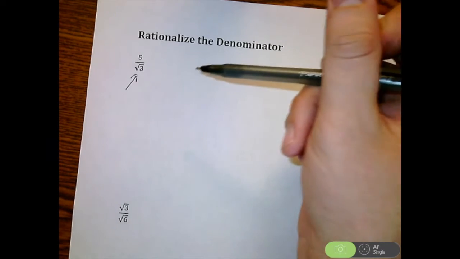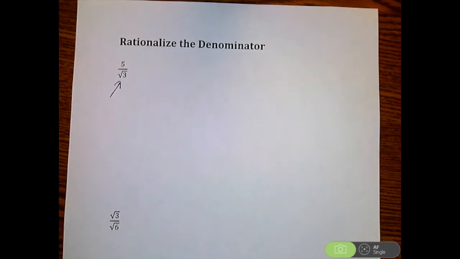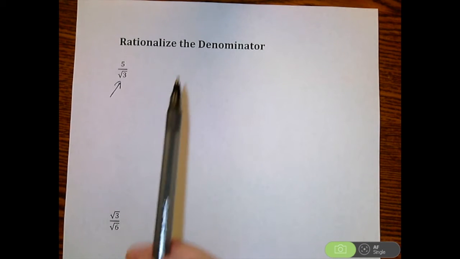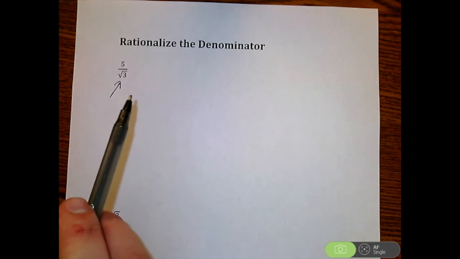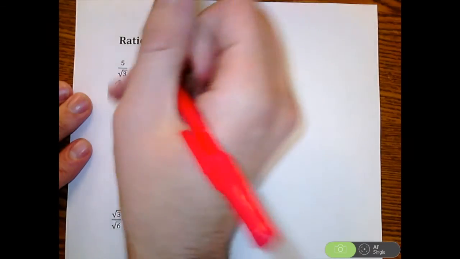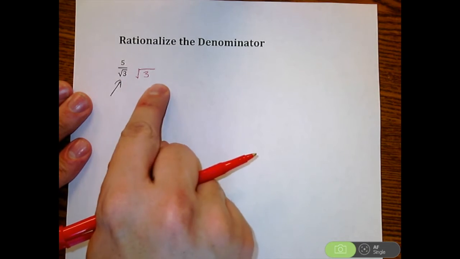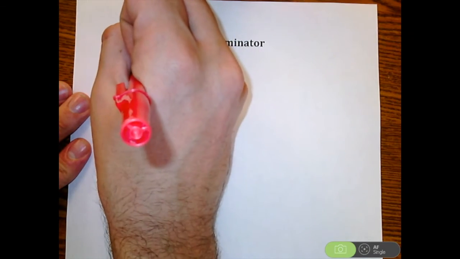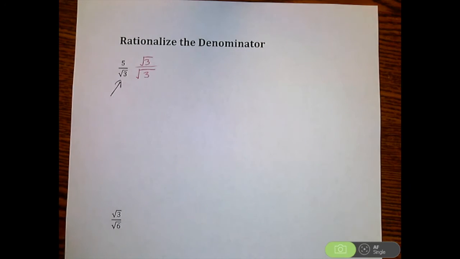Some tools that you're going to need before we do this: if you have not watched my simplifying square roots or simplifying radicals videos, you should probably watch those first because a few of those ideas are touched here. So if I want to get rid of the square root in the denominator, we're going to multiply by the same thing. So if I have the square root of 3 down there, we're going to multiply the bottom by the square root of 3. But in order to do that, I also have to multiply the top by the square root of 3.